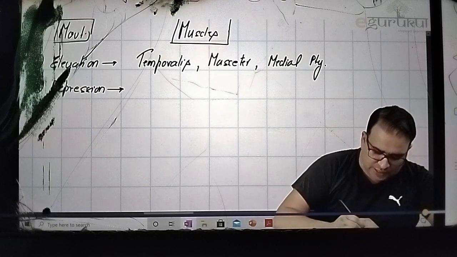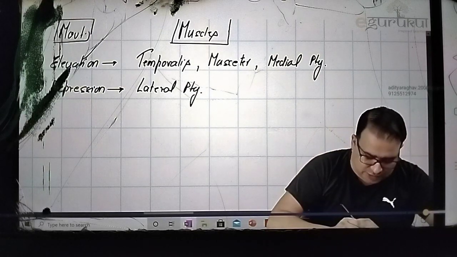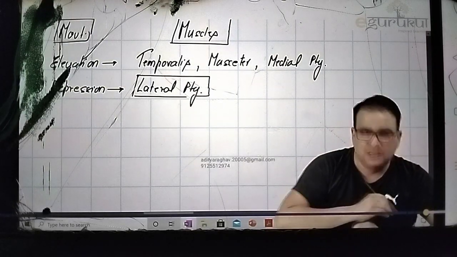Depression, that is the opening of mouth. As I said, the muscle of mastication which is having a belly going upward is lateral pterygoid. So that's unique here. Lateral pterygoid is the only muscle which is causing the depression.